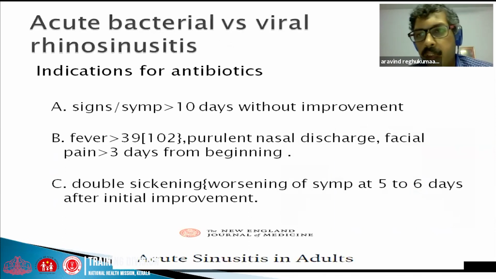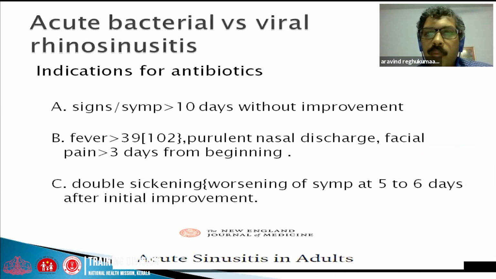We should know that. So this is an article from NEJM based on the IDSA recommendations. So how to differentiate between acute bacterial versus viral rhinosinusitis? We should know this because I believe that almost 90% of the doctors will prescribe an antibiotic in this situation. Okay, so the indications for antibiotics are clearly spelled out in this article from NEJM as well as in the IDSA guidelines or any guideline.